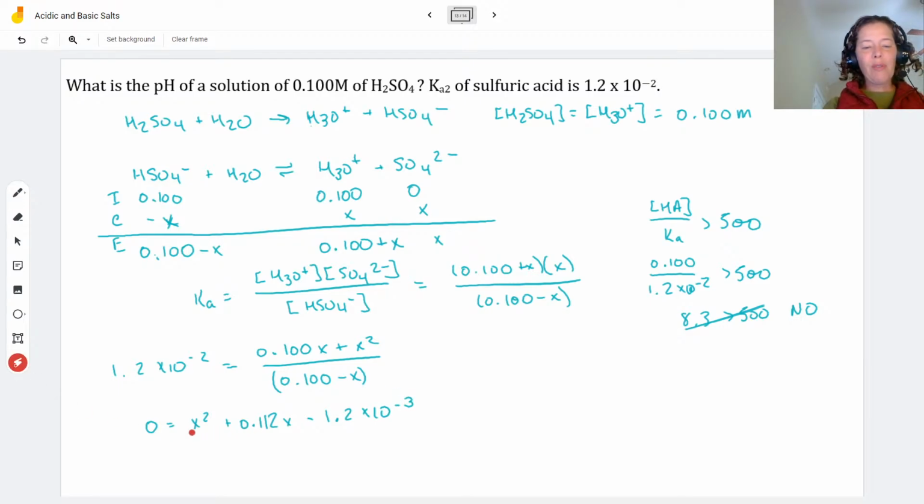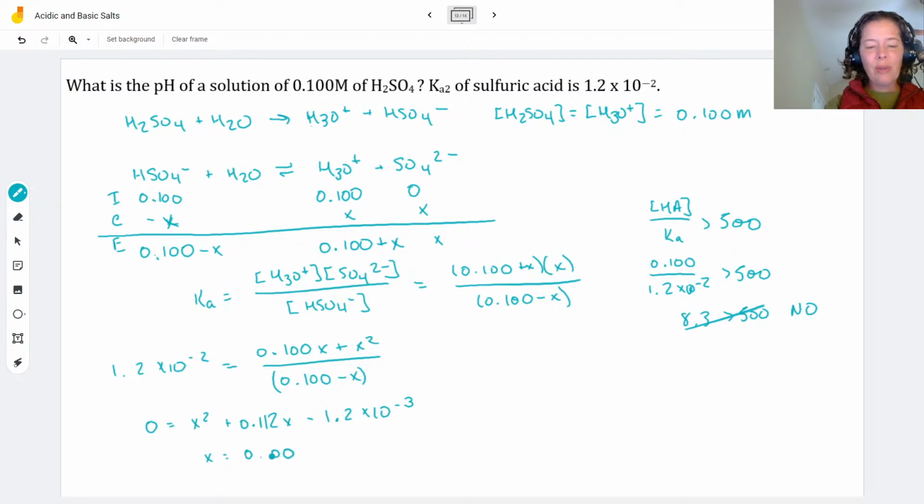Remember, our value for A is 1. You have your value for A, for B, and for C. Don't forget that negative right there. This is really handy if you have the quadratic equation programmed into your calculator, which I definitely recommend here so you don't have to do this out by hand. Using your calculator, of course, you get two values for X.